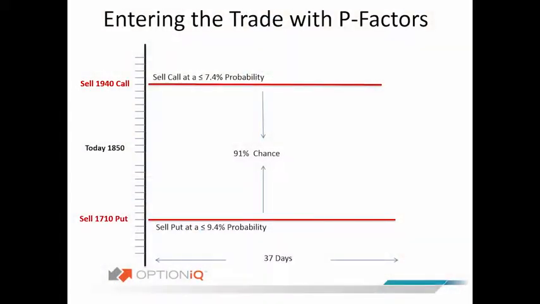All right, so what that means is we know we can't go both ways at the same time. We're only going to go one direction or the other. So in this particular case, we have roughly a 91% chance or probability that the market price, being today at 1850, will increase and decrease, but there's about a 91% chance that it won't go above 1940 or below 1710. So that's the way to look at the overall trade.